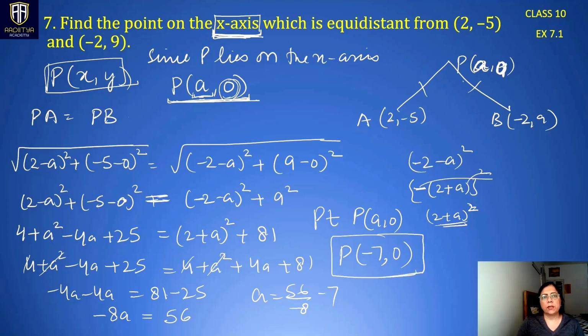This is the point P, which is such that PA is equal to PB.